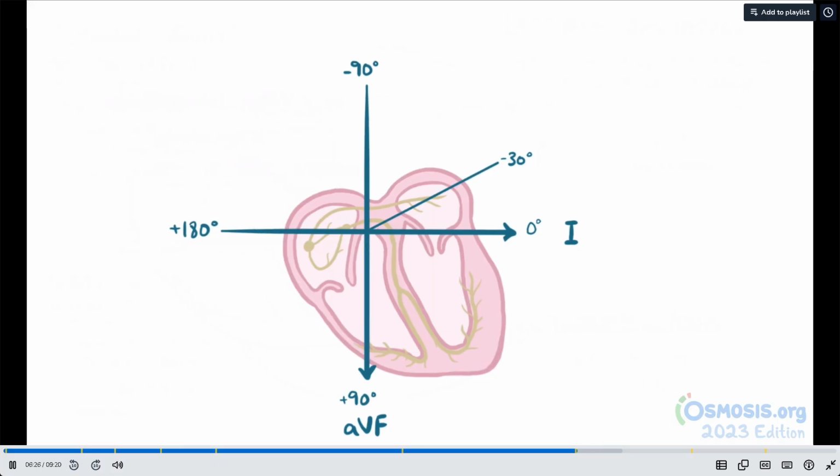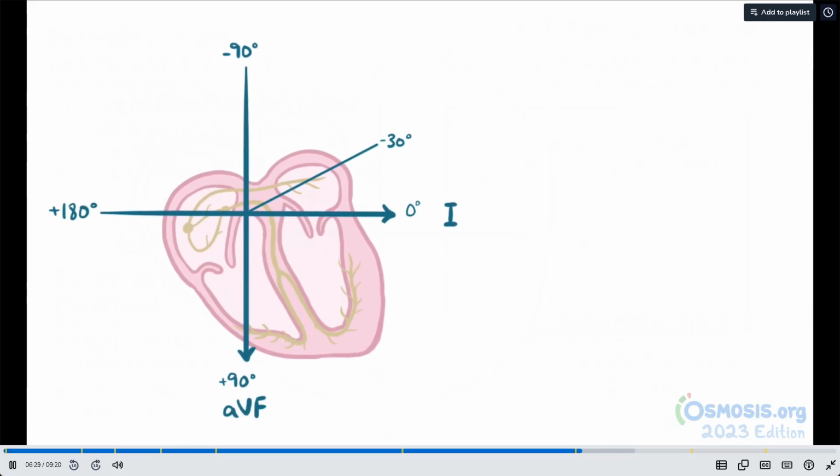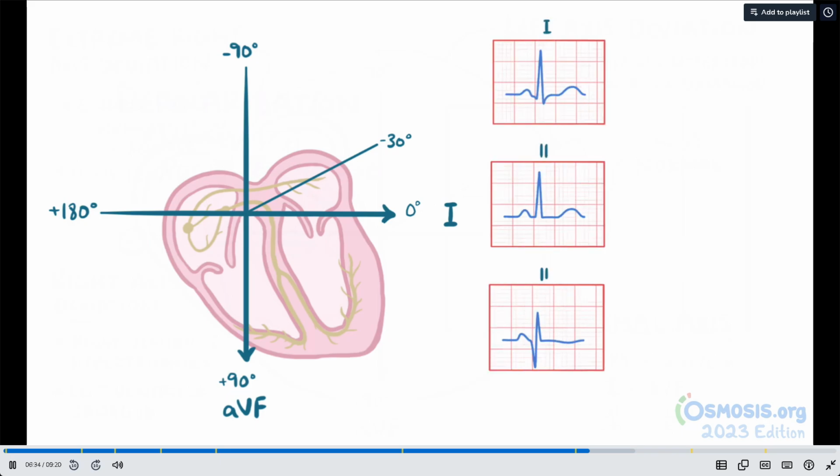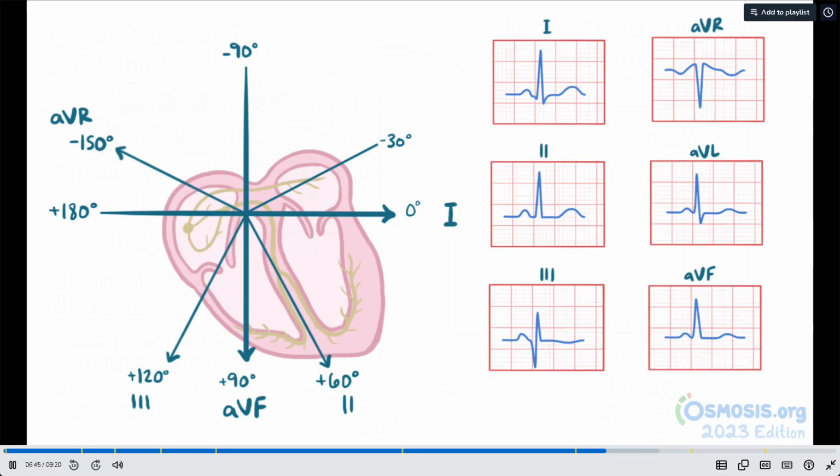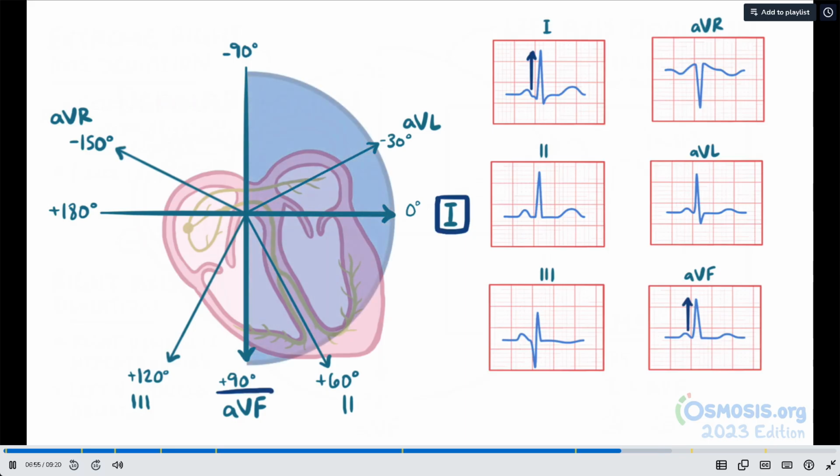Now, you can figure out the QRS vector within about 30 degrees by looking at someone's ECGs, specifically the 6 leads 1, 2, 3, AVR, AVL, and AVF, corresponding to 0 degrees, plus 60 degrees, plus 120 degrees, minus 150 degrees, minus 30 degrees, and plus 90 degrees, respectively. Lead 1 here is clearly positive, which means that the axis is somewhere over here. And lead AVF is positive as well, putting the axis in the lower left quadrant between 0 and plus 90 degrees, which is a normal axis.